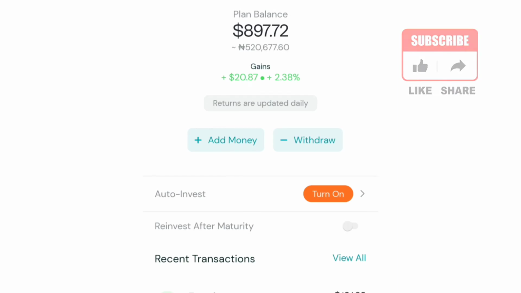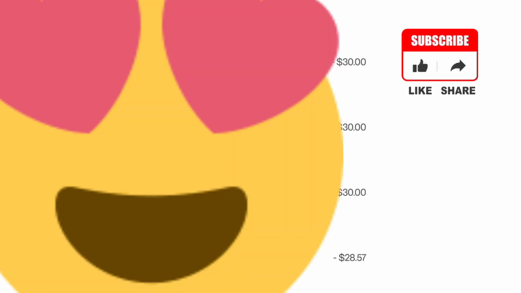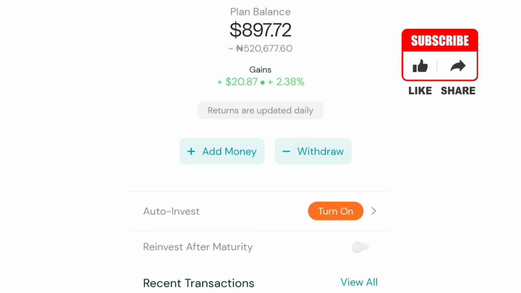Now about this, I actually created this investment for a purpose. I needed it for something. This is how I fund my account. I've saved $897, and my gain is $20.87. The good thing is you can also earn more money.